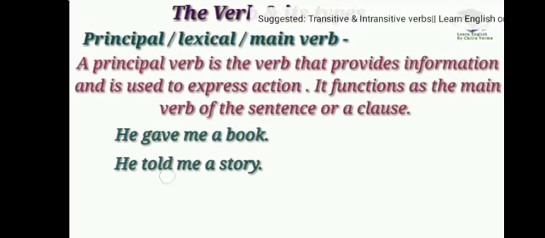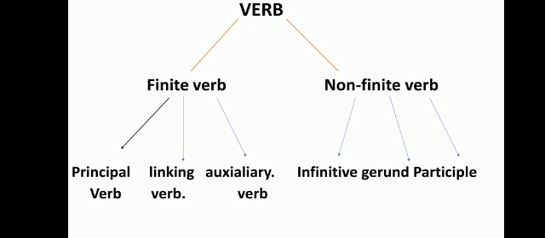Now students, before I move ahead, I must tell you about the three different kinds of finite verb first of all, and then we will discuss the three different kinds and types of non-finite verbs. First of all, over here you can see that I am going to explain the three kinds of finite verb, that is principal verb, linking verb and auxiliary verbs.